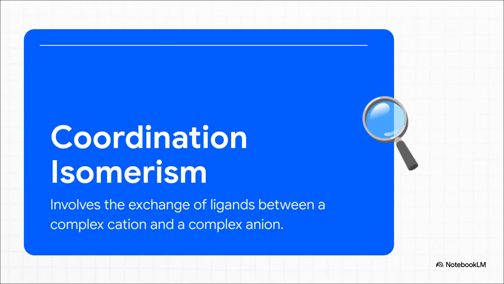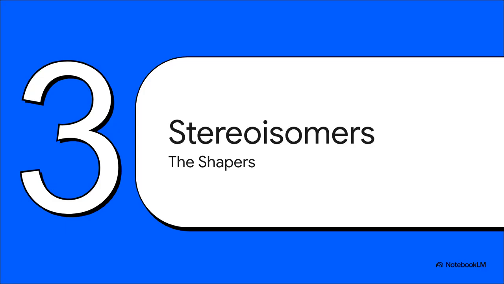Our last type of structural isomer is the coordination isomer. This one is like a partner swap. It happens when you have a compound made of two complex ions, a positive one and a negative one. All that happens is the ligands from the positive complex just swap places with the ligands from the negative complex. A simple trade.